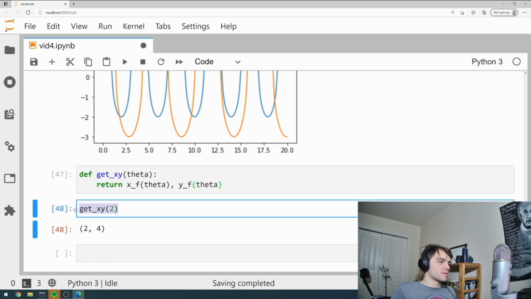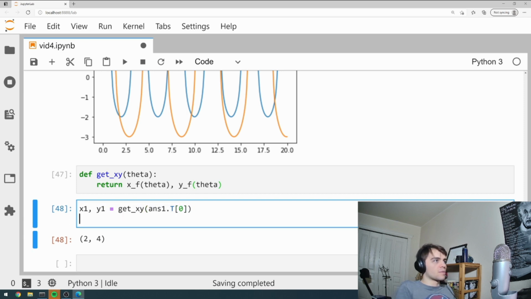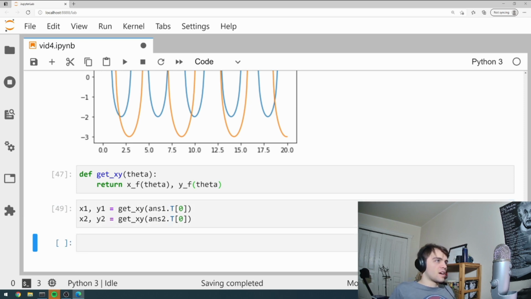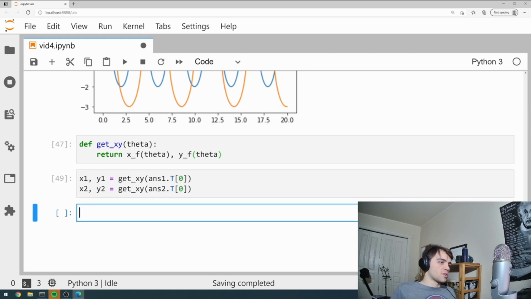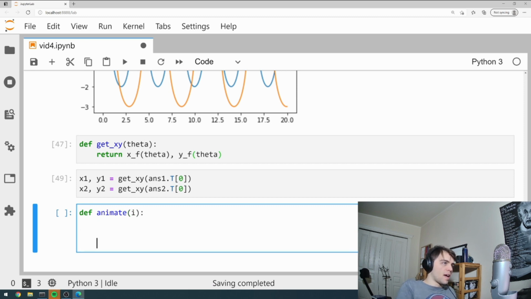We can get our x and y points for our two answers. So get xy, we'll plug in answer 1, and we'll find it for another one. So now we have our x and y's as a function of theta. Now I say we animate this. So when we're going to use matplotlib, we need to define an animate function that takes in the frame number of the animation. And so let's set up our axis first.